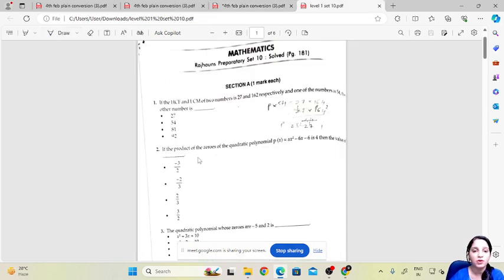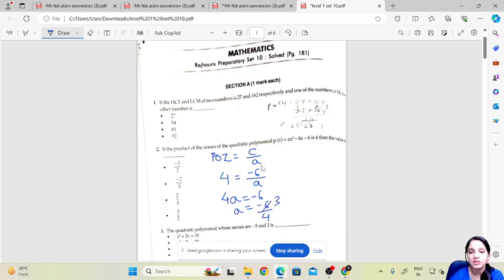Then, if the product of the zeros of the quadratic polynomial p(x) = ax square minus 6 is 4, then the value of a is? Product of zeros is given by c upon a. Here c is minus 6 upon a and the value is 4. So let us cross multiply, it will be 4a is equal to minus 6. So a is equal to minus 6 upon 4. 2 3s are 6, 2 2s are 4. The answer is minus 3 upon 2.